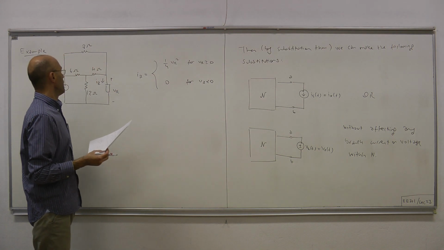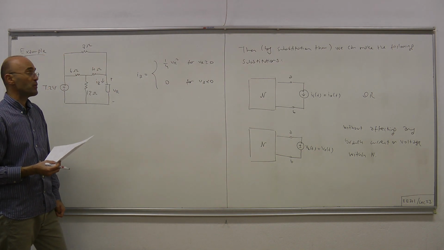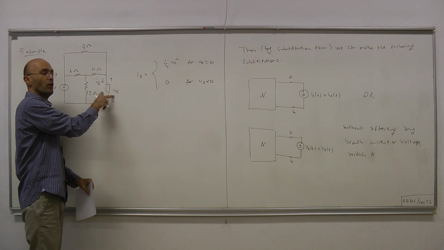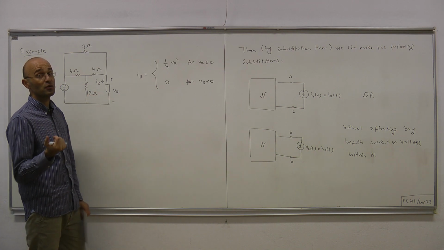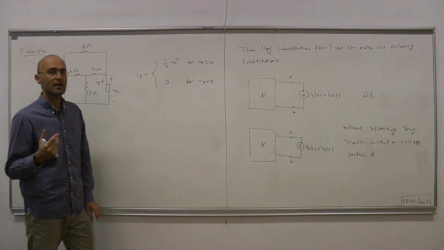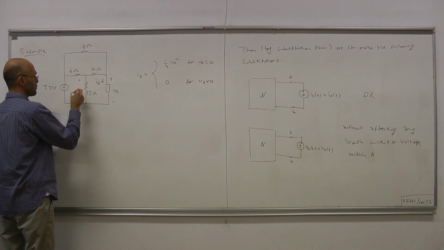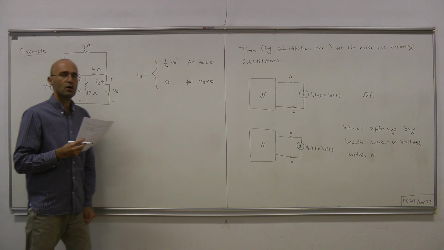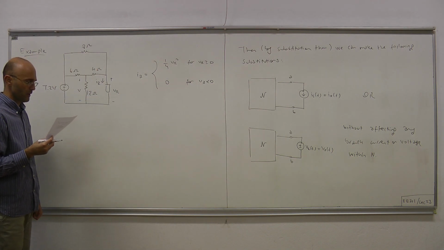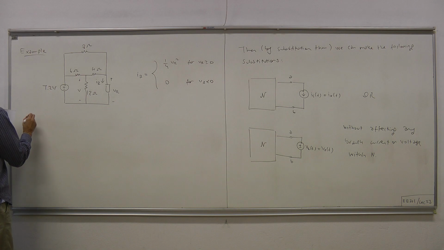Now, in this circuit, we're not asked for the operating point for the nonlinear component, but we're asked for some other variable in the circuit. Namely, we're asked for the voltage drop across the terminals of the 12 ohm resistor. The question is, find the voltage V.